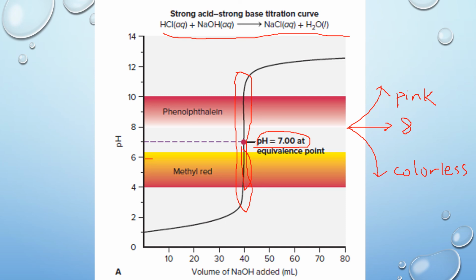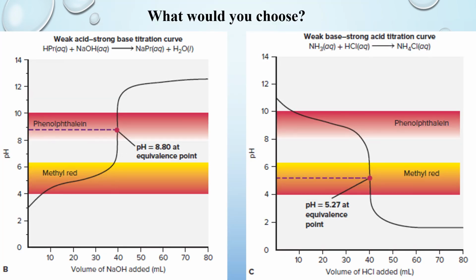Now let me ask you guys, which indicator would you choose for these two titrations? First, you have a weak acid and a strong base, and second, you have a weak base and a strong acid. The choice is between phenolphthalein or methyl red. Comment below and let me know what you think. For B, what do you choose, and for C, what do you choose? I will go over the answer in the next video.